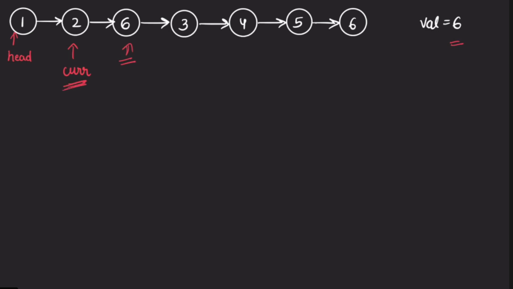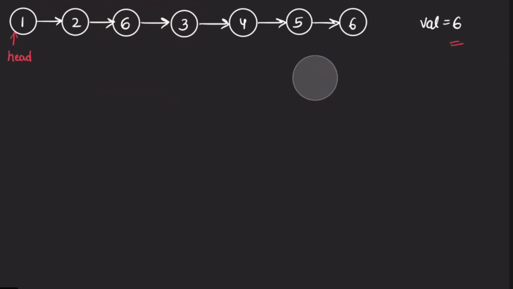And what will I add in there? I'll do cur.next equals cur.next.next, right? Because this 2 should now point to 3. These references should be removed. In 2's next we have 6, and in 6's next we have 3, right? At this point, how can you access this node having value 3? By cur.next.next, right? So we'll do cur.next equals cur.next.next.